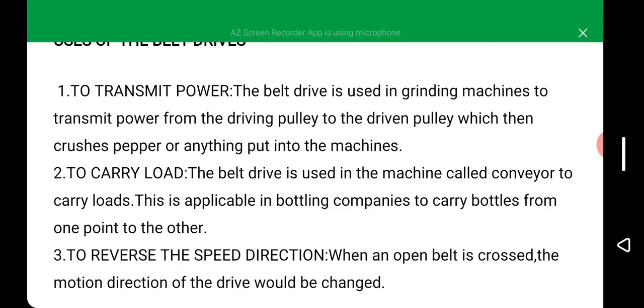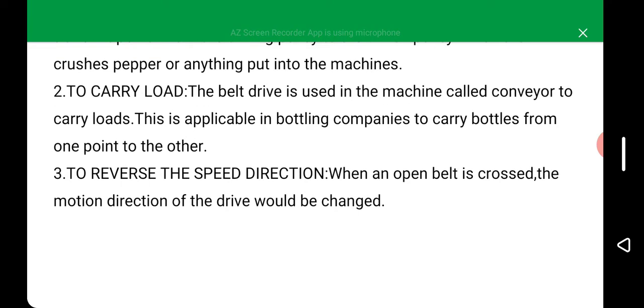So we make use of belt drive to carry this load, maybe to carry it from one place to another. So this is one of the uses of the belt drive. Also, to reverse the speed direction.